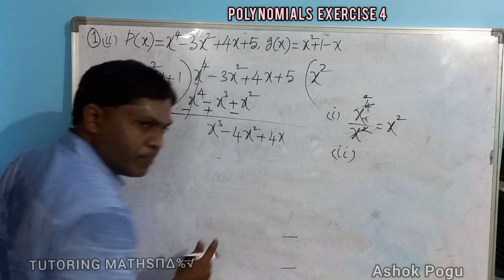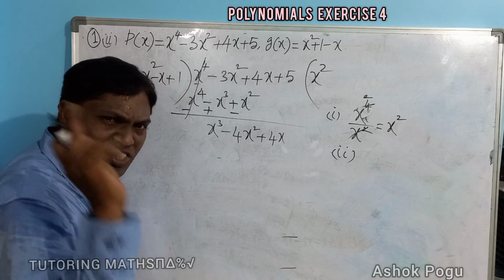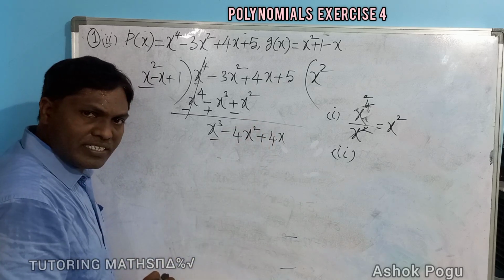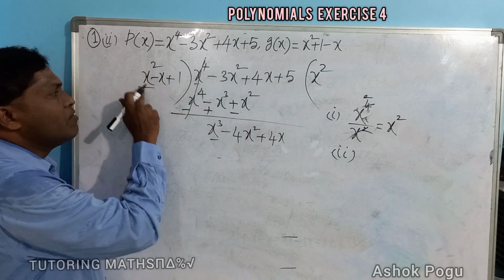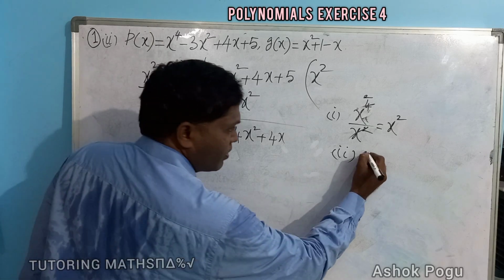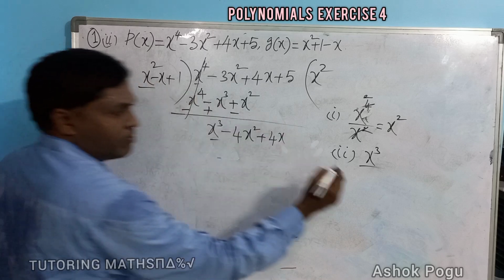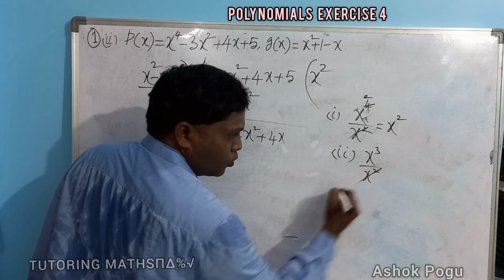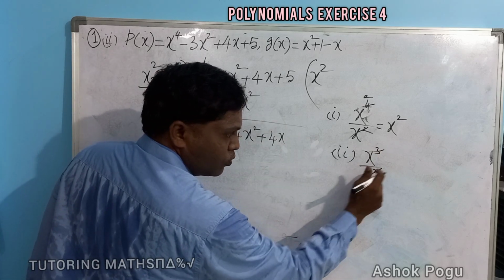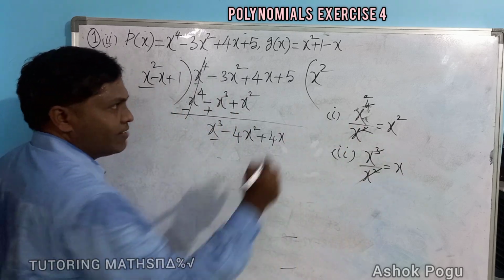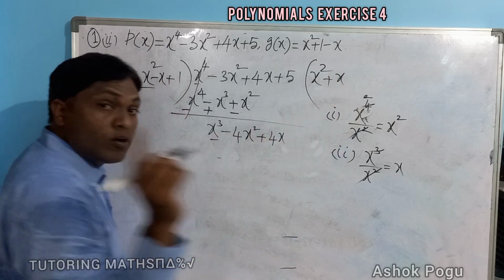What is the second step? Once again, just to keep in mind, in each and every step, we have to take the first term of the dividend and it should be divided by the first term of the divisor. What is the first term? x cube divided by x square. So 2 gets cancelled. Out of 3, 2 gets cancelled. 1 is left. 1x is left. That is the second term of the quotient.